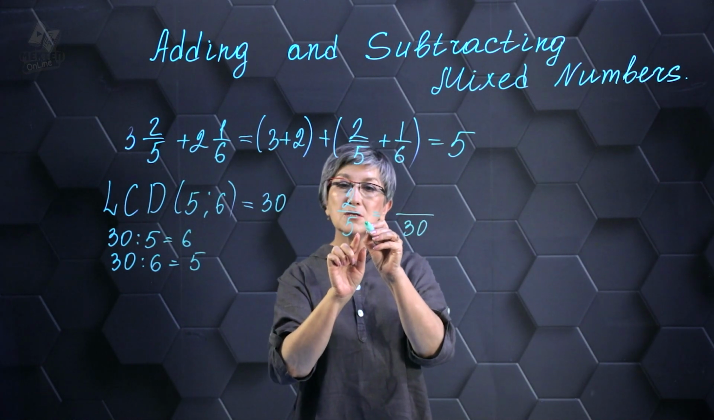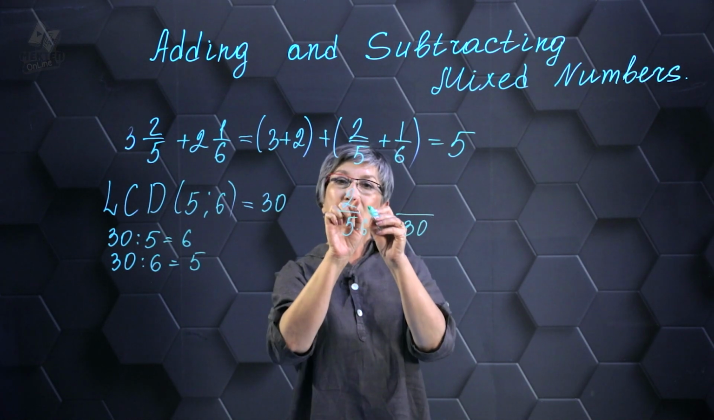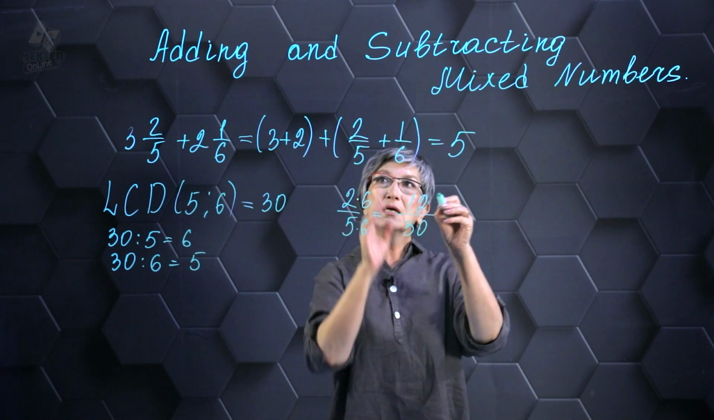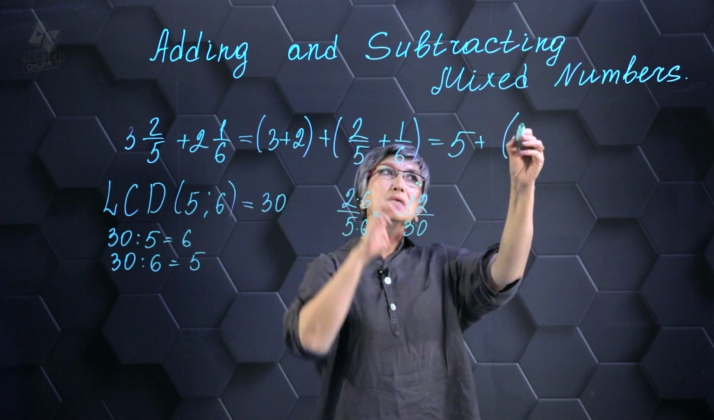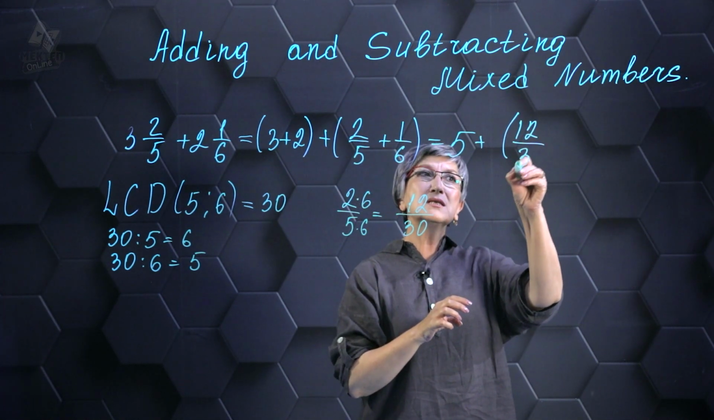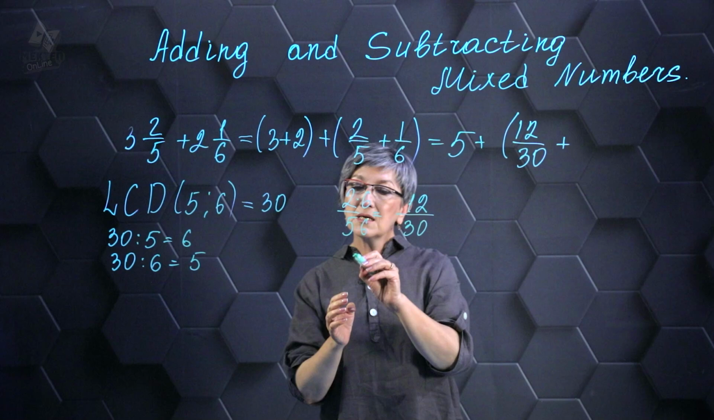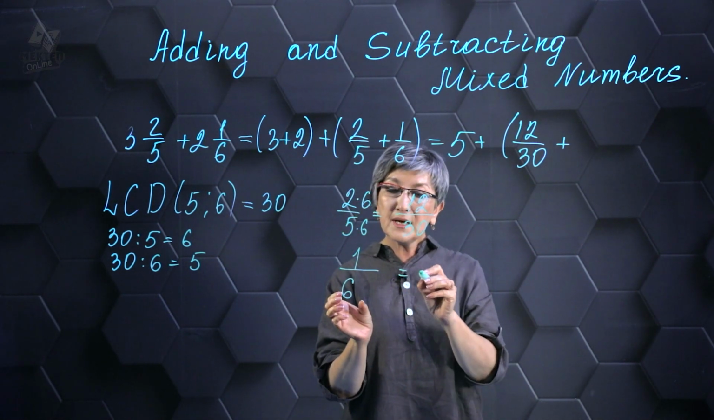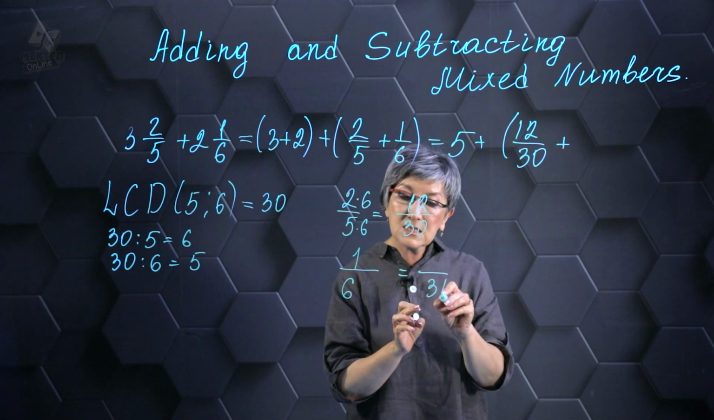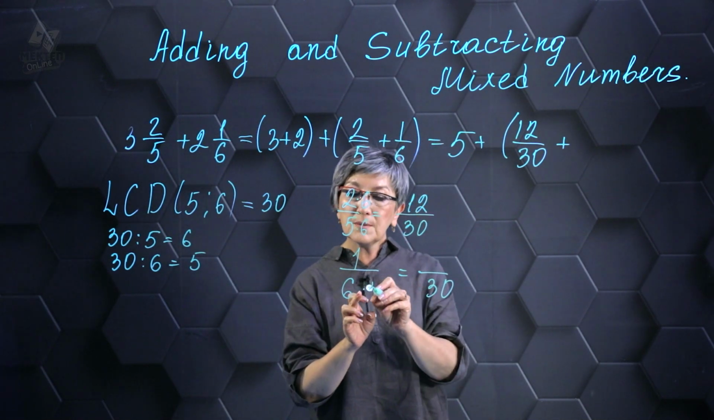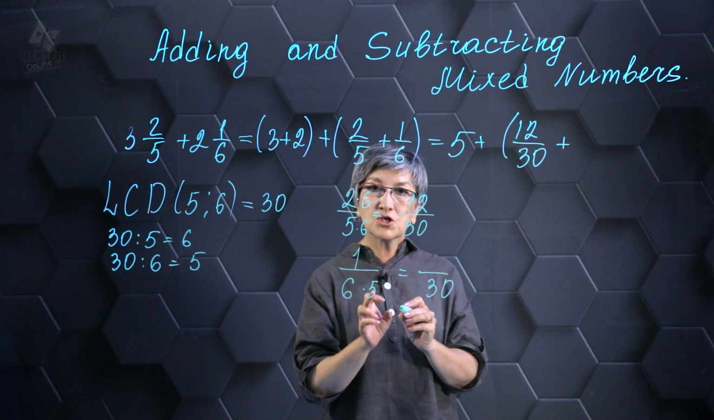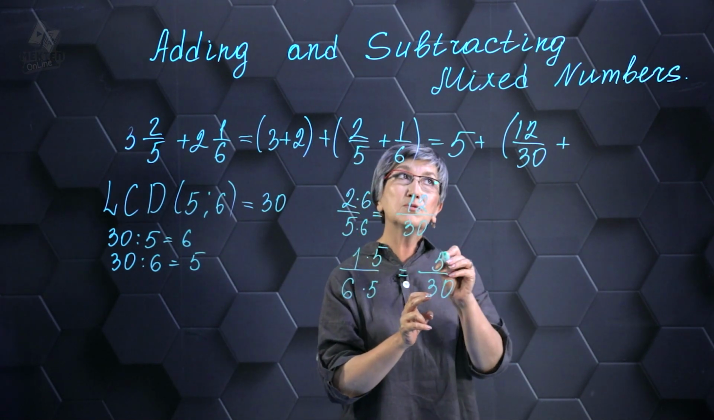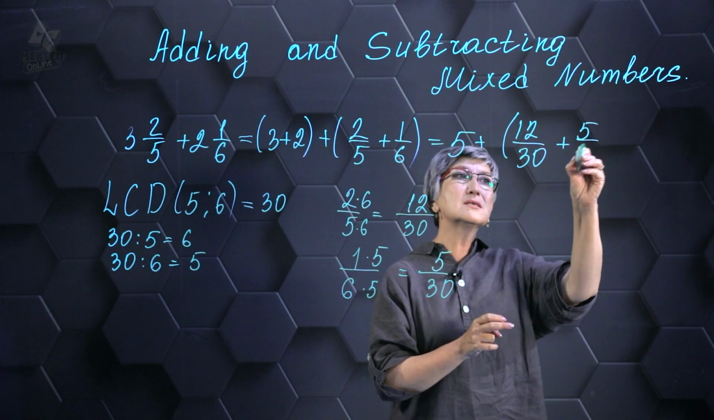What do I need to do? 5 times 6 equals 30. Then I also multiply 2 by 6. It turns out that 12/30 is 2/5. I do the same thing with the 1/6 fraction, which means I need a denominator of 30 again. I multiply 6 by 5, and since I multiply by 5, I then multiply the numerator by 5 as well. The result is 5/30.